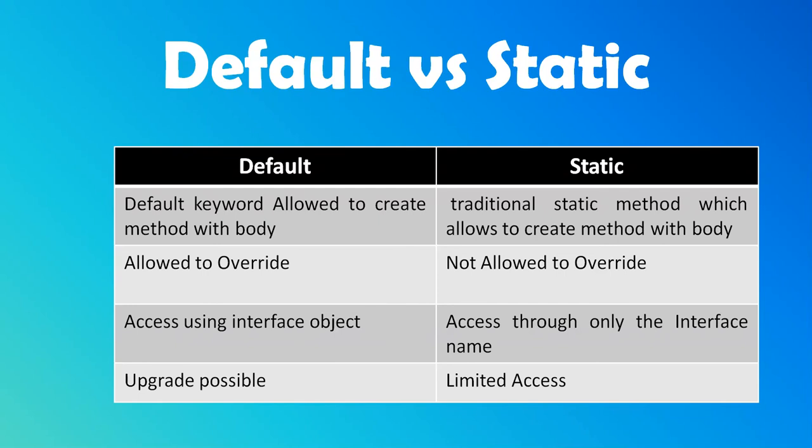And default method upgrade is possible. The reason is I'm allowing you to modify it or giving you override accessibility. So that is always possible for an upgrade. But even though a static method is allowed to have an implementation, you don't have access to override the method, so you'll have limited access. So that's all about the default and static methods.